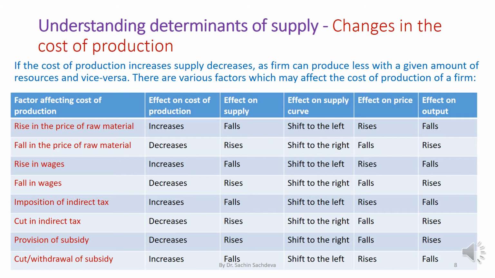You can see in the columns. The columns are indicating the effect on the cost of production of a change in a particular factor of cost of production. How it will affect the supply, how it will affect the supply curve, how it will affect price and the output. So, a rise in the price of raw material will cause an increase in cost of production. Therefore, supply will fall. In the diagram, it will be represented by a leftward shift in the supply curve. When the supply curve shifts to the left, price will rise and output will fall. Market will find its new equilibrium at a lower output.